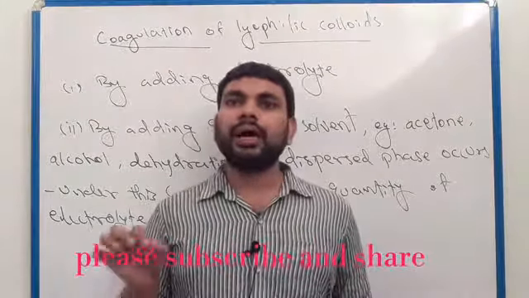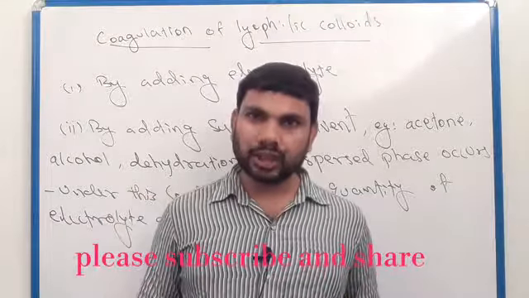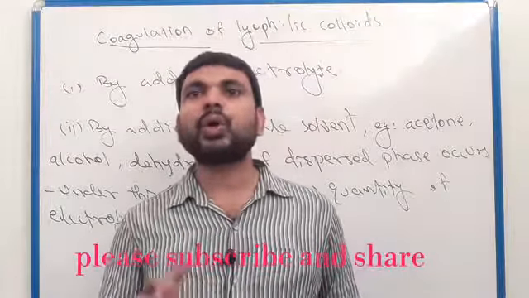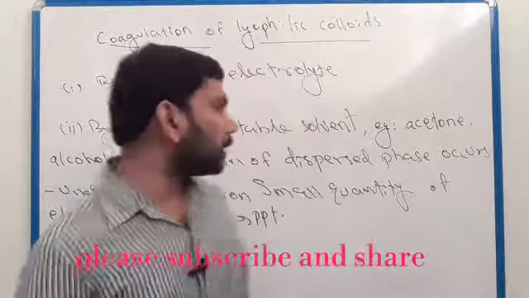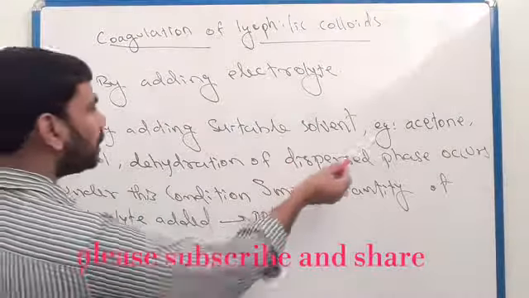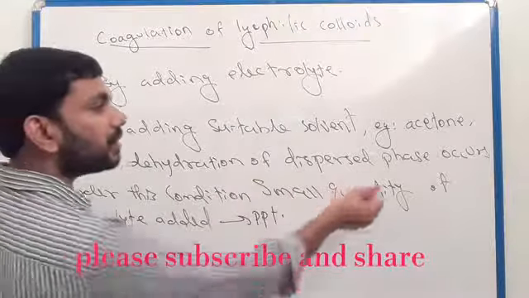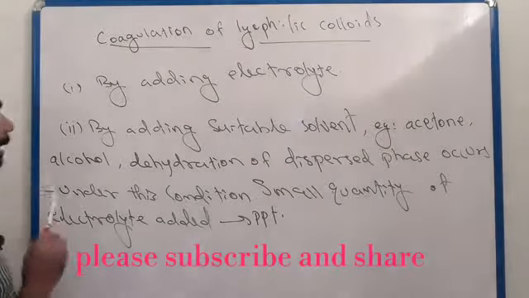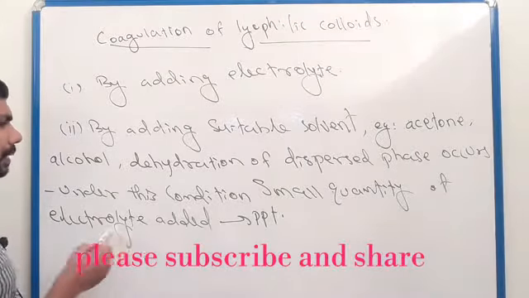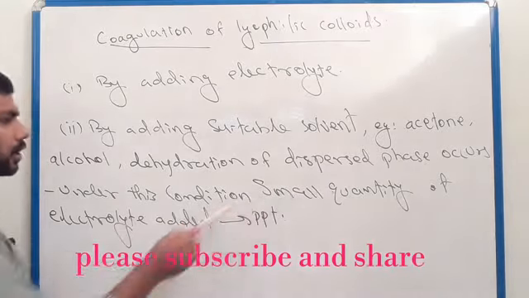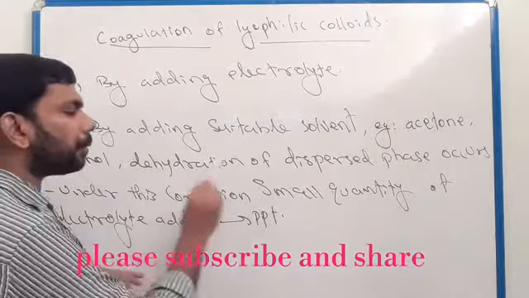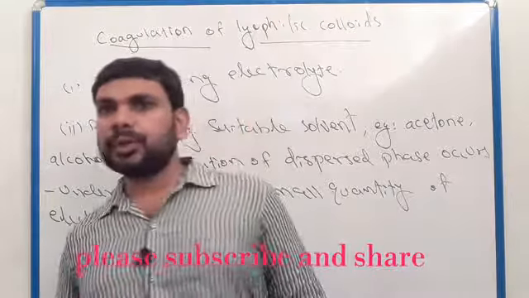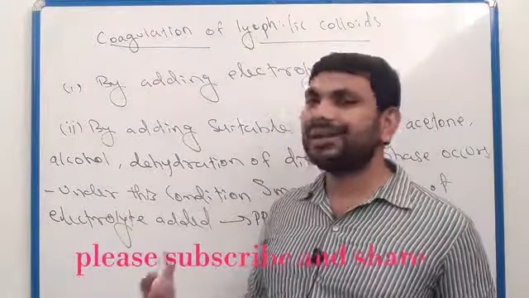First, addition of electrolyte. Second, addition of a suitable solvent, for example alcohol or acetone. After addition of alcohol or acetone, dehydration of the dispersed phase happens. After dehydration of the dispersed phase, we add a suitable electrolyte. After addition of a small quantity of electrolyte, the colloidal particles will be precipitated. So these are the different methods to coagulate lyophilic colloid and lyophobic colloid.